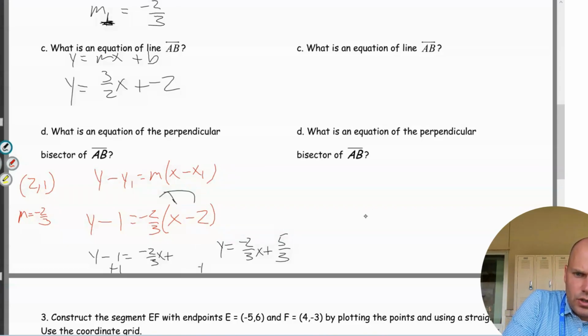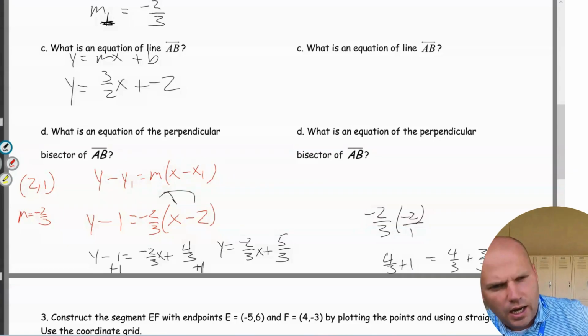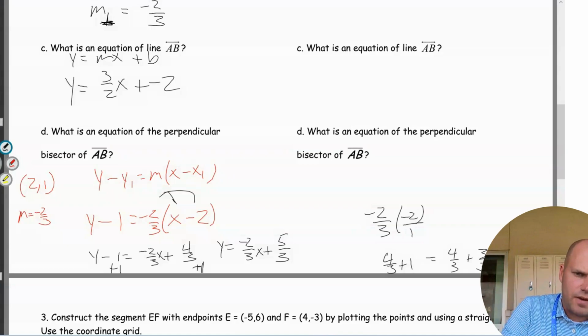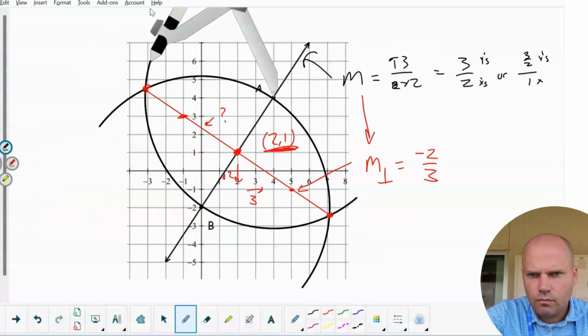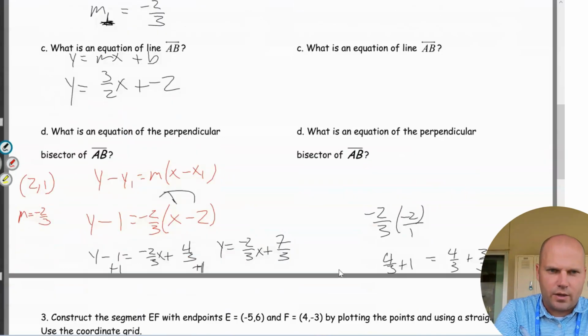What is 2/3 times -2? We have to remember for fractions, you multiply straight across. This will be 4/3. What is 4/3 plus 1? 4/3 plus 1 is the same as 4/3 plus 3/3. 4/3 plus 3/3 is 7/3. That is 2 1/3, and that makes sense looking at my graph. 2 1/3. Don't assume you know. Don't use y equals mx plus b unless you're certain about your y equals mx plus b.